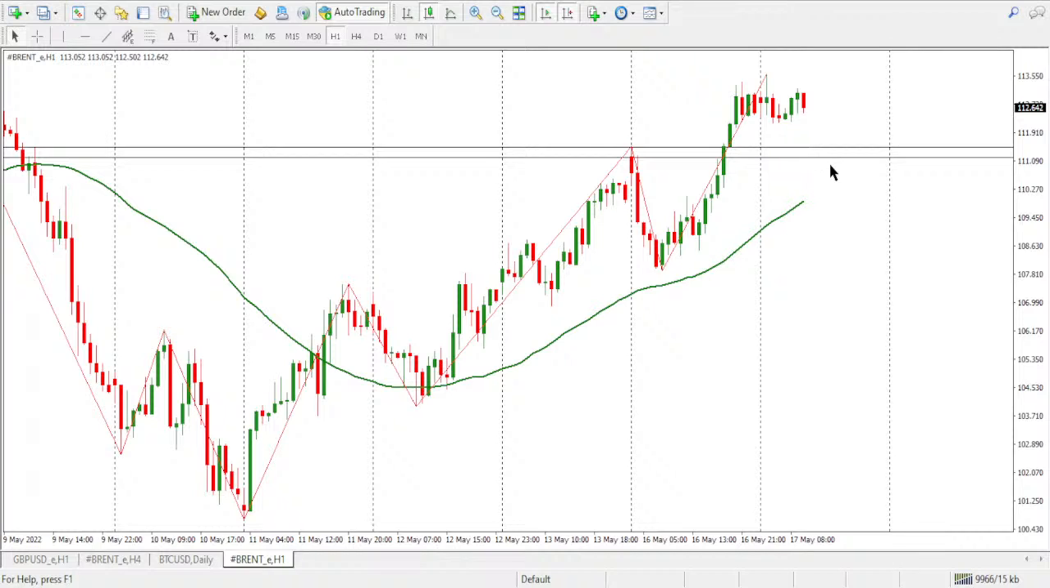If you buy it there, as I keep saying, your stop loss needs to be fixed below this low here. So you'll buy it there, have your stop loss below this low here. I hope that makes some sense.